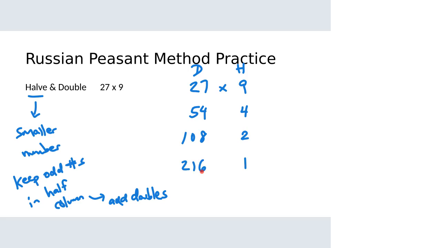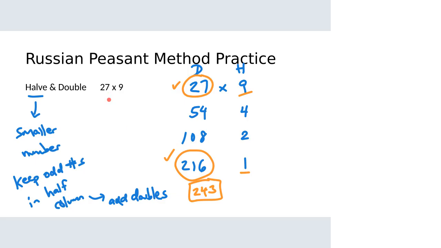And when I look at this, let's see here. I want to keep the odd numbers in the halves. Those are the doubles I'm going to add together. And you'll notice we'll do 27 plus 216. And we get 243.